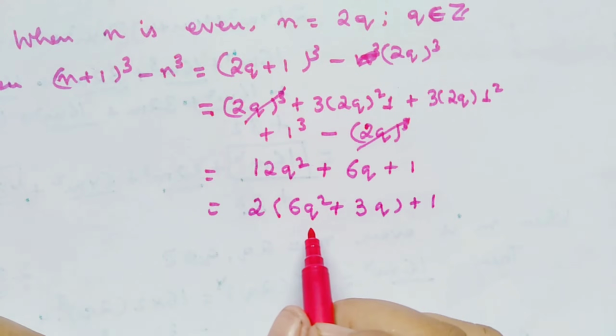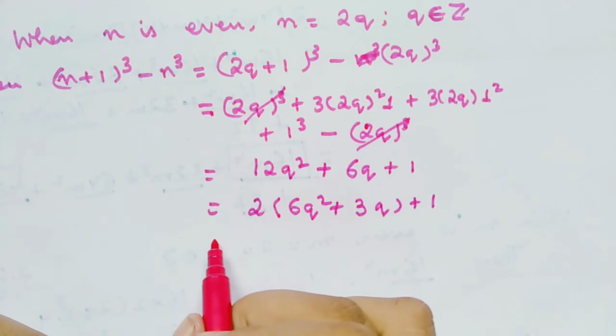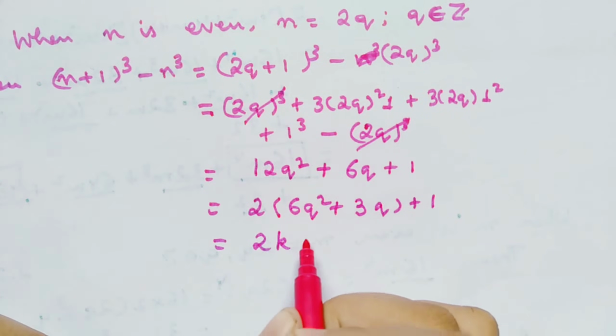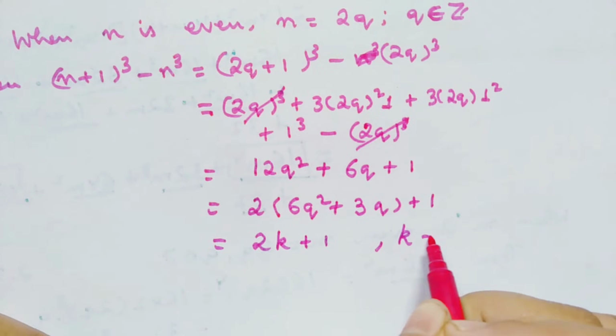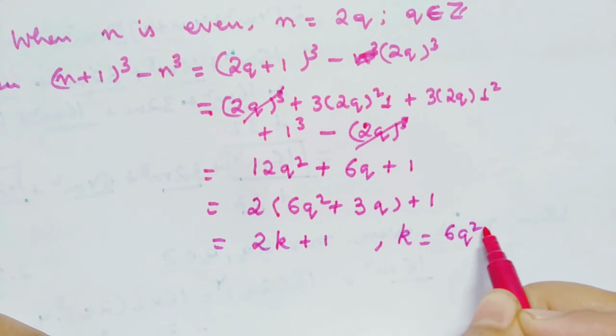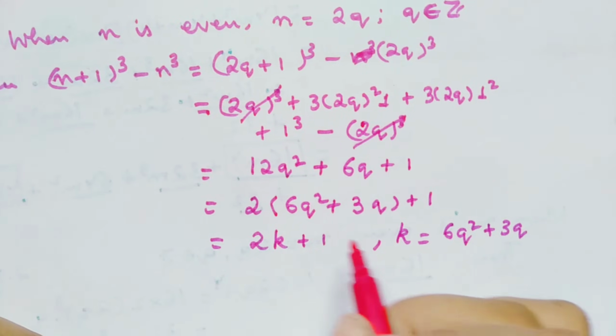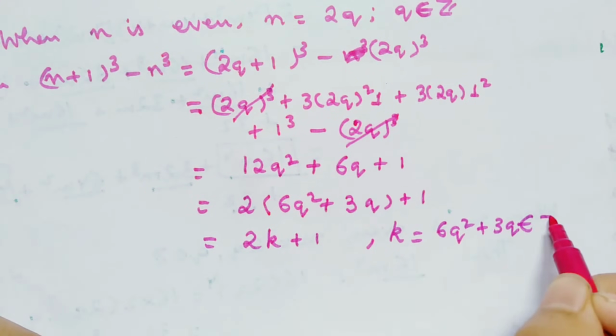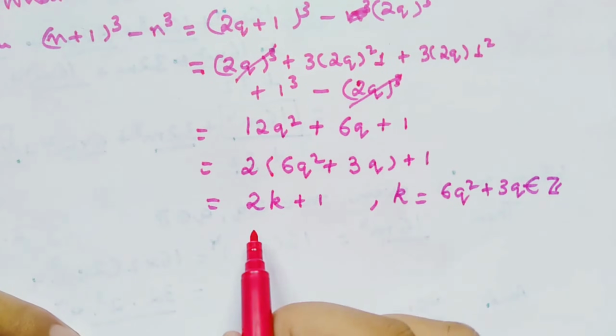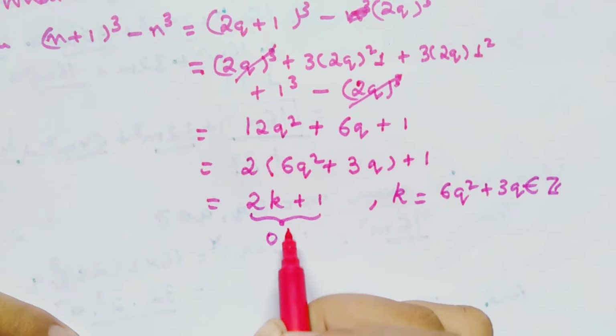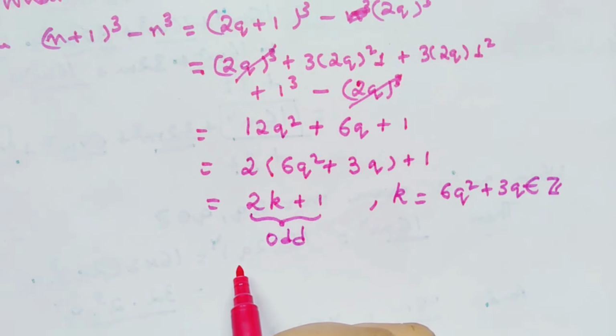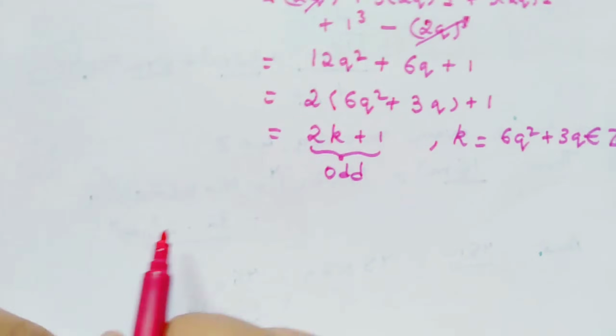We know that q is an integer, so this would be another integer, say k, where k is equal to 6q squared plus 3q, which is an integer. See, this one is odd. So 2 does not divide an odd number. This is when n is even.